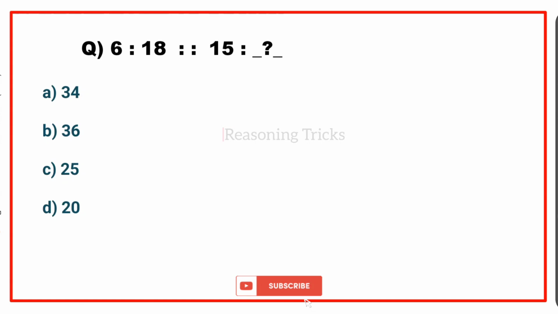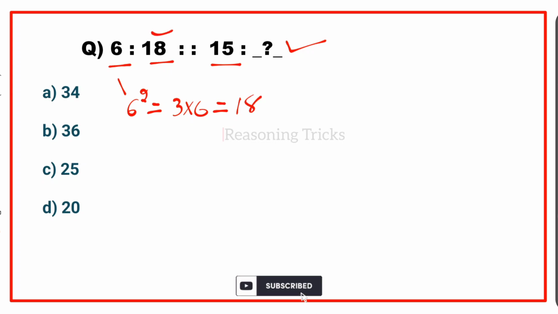Next question. 6 is to 18, then 15 is to what? Here square of 6 is equal to 36. If 3 into 6, then 18. Then square of 15 is equal to 225. Then 2 into 2 into 5 equal to 20. So option D is correct.